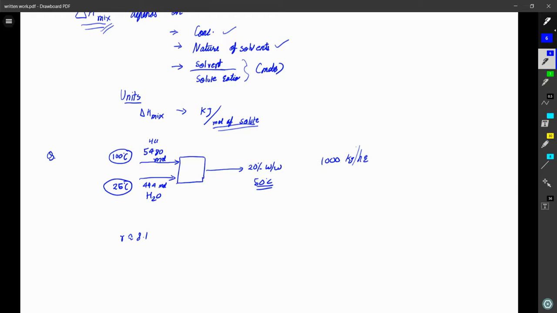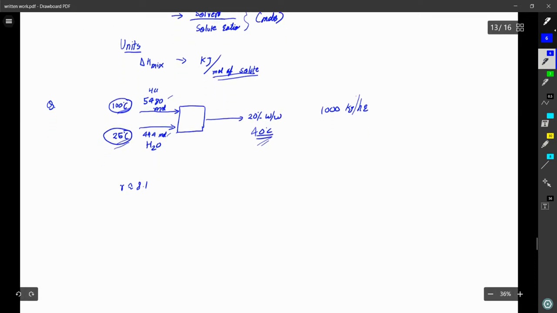Let's consider one example. Here we have some specification that HCl at 100 degrees Celsius and water at 25 degrees Celsius are entering, and the number of moles are specified. Then you are getting some weight by weight concentration outside at 50 degrees Celsius. Let me assume 50, 40, anything is okay, but I'll assume 40. This is the exact example from the book.